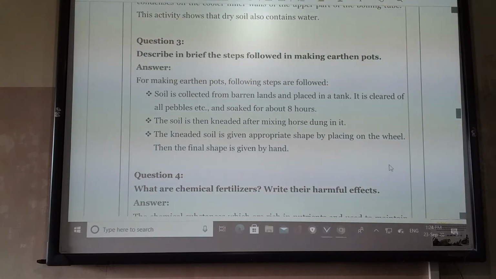After that, the soil is mixed. After mixing, the needed soil is placed on the wheel and given an appropriate shape, and finally shaped by hand. So which shape can we give it? It should be earthen pots.